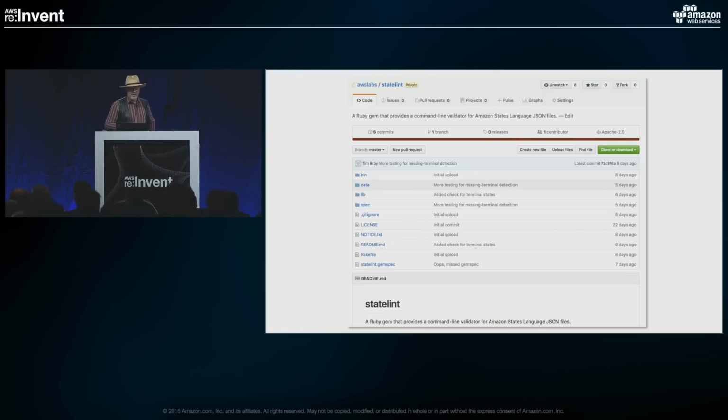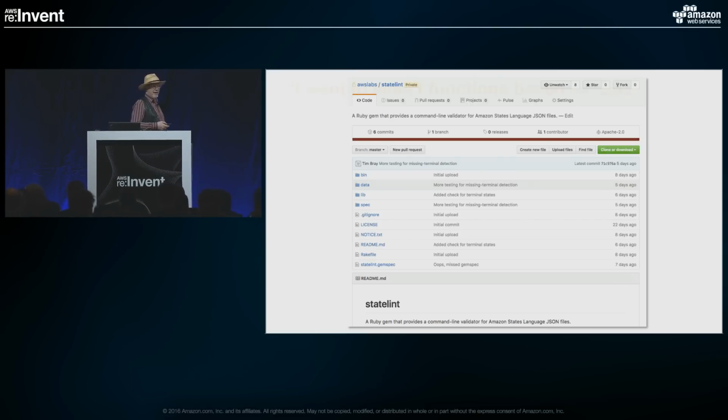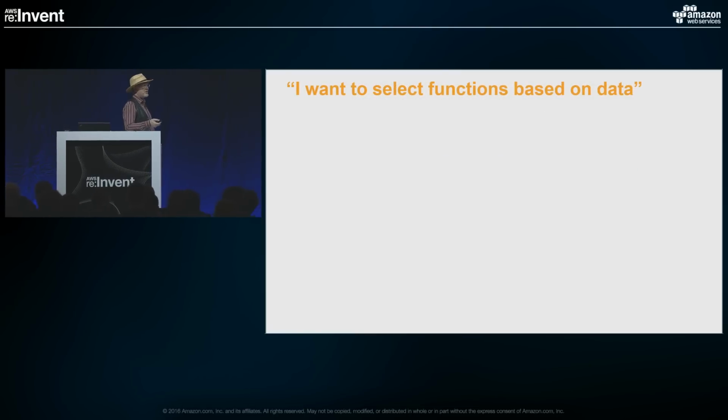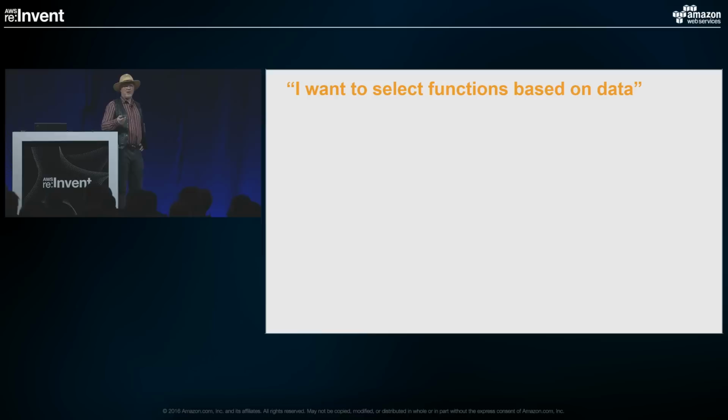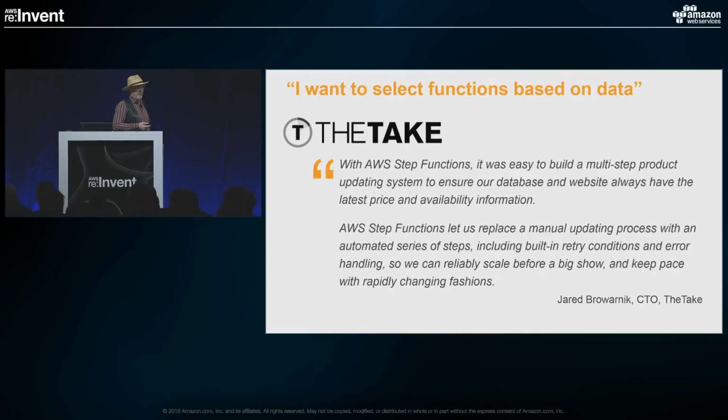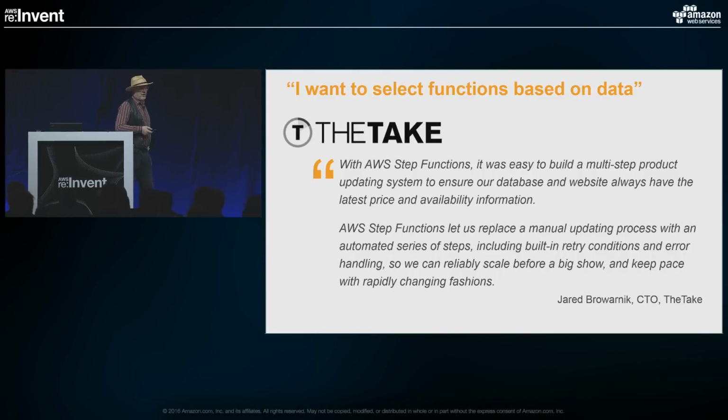Anyhow, let's go back to some of the things we can do with state machines to build serverless applications. We talked about running them in sequence. The next thing I want to do is route execution to a particular state machine based on the data that I'm dealing with. Common thing to want to do. And the customer we talked to about this work in this case is called The Take.